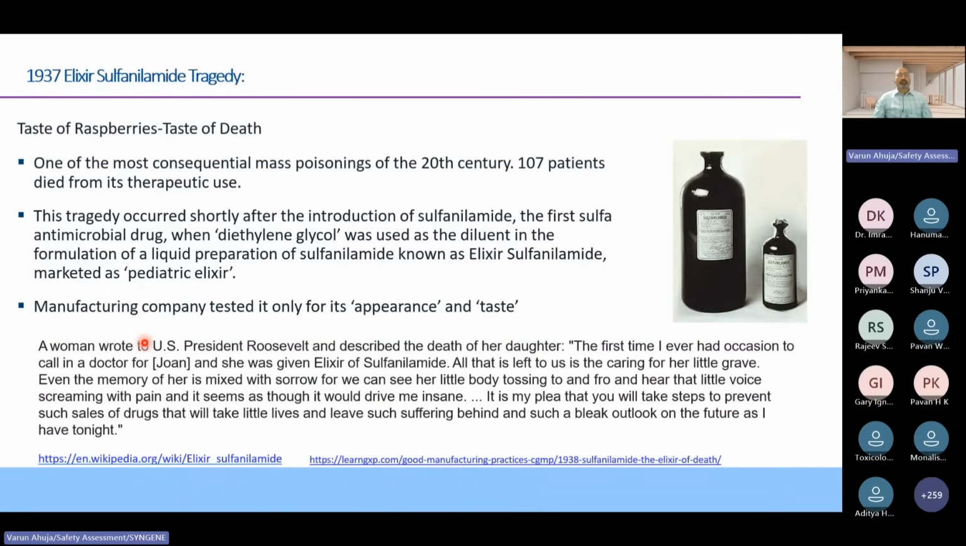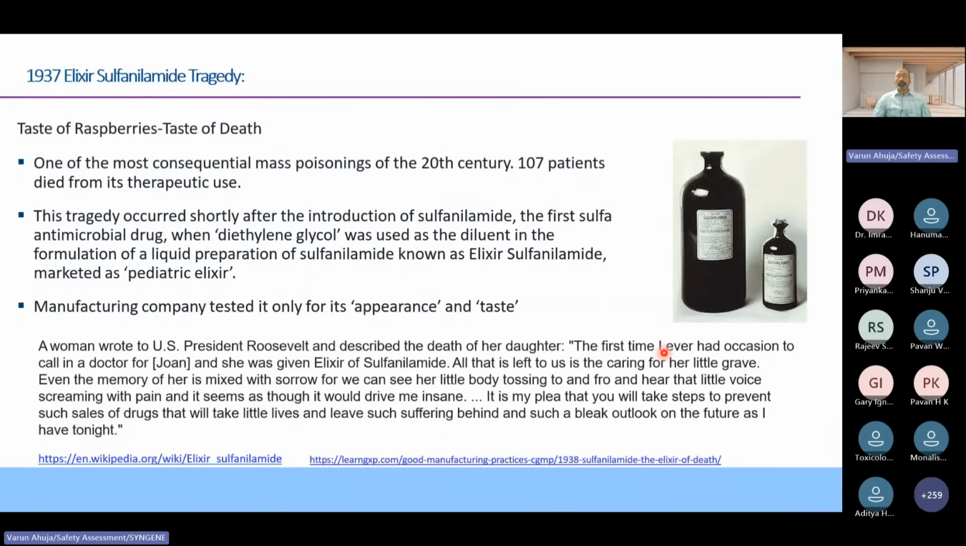This is a letter from a lady whose daughter died, and she wrote to U.S. President Roosevelt and described the death of her daughter. This is just to tell you how society, or how people, might be affected if toxicologists don't do their job properly. What she wrote, maybe you can read yourself also.